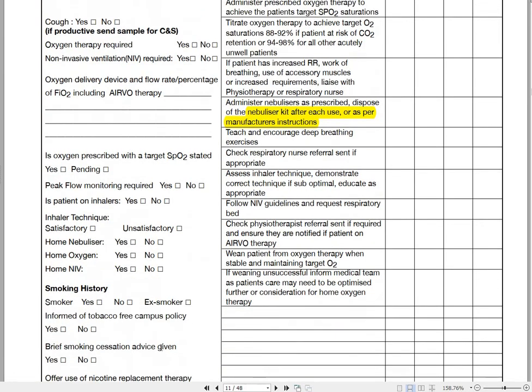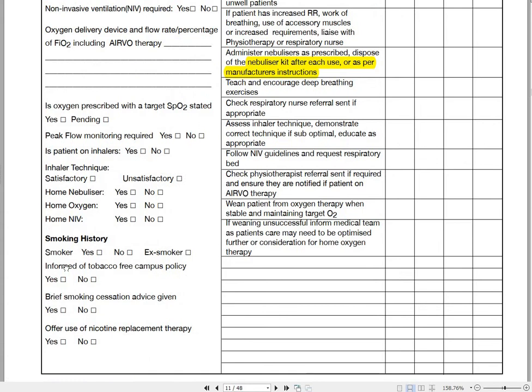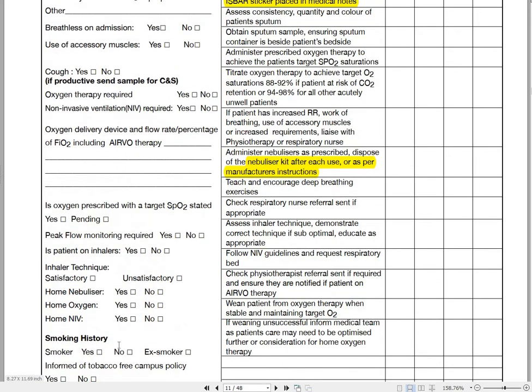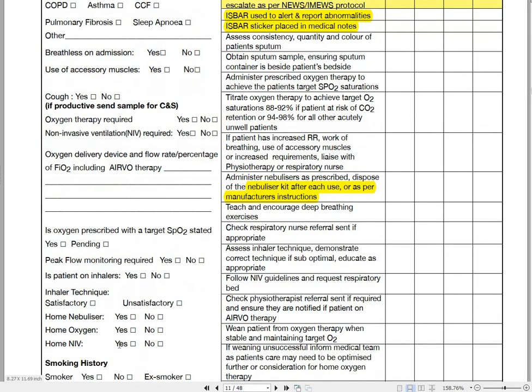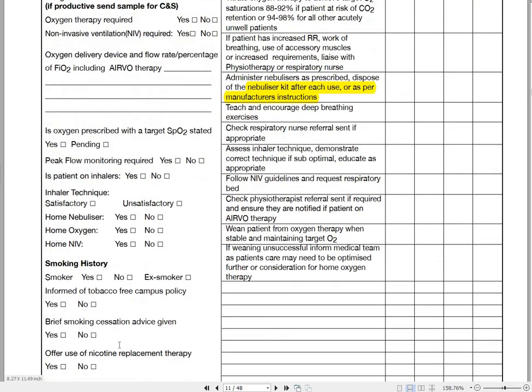Yes or no. Has the patient got a smoking history? Are they a smoker? Yes or no, or ex-smoker? Have they been informed of the tobacco-free campus policy? Yes or no. Brief smoking cessation advice given? Yes or no. Offer use of nicotine replacement therapy? Yes or no. Okay, so you can see all those answers are tick boxes, yes or no, so there shouldn't be any blanks on that assessment.